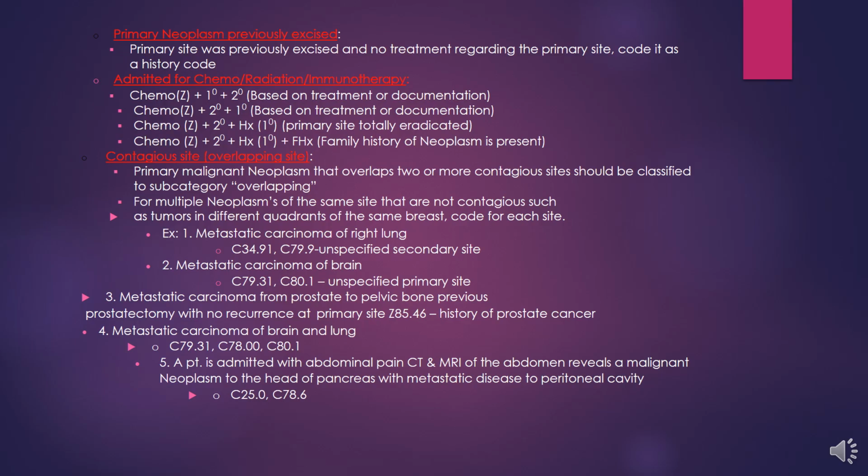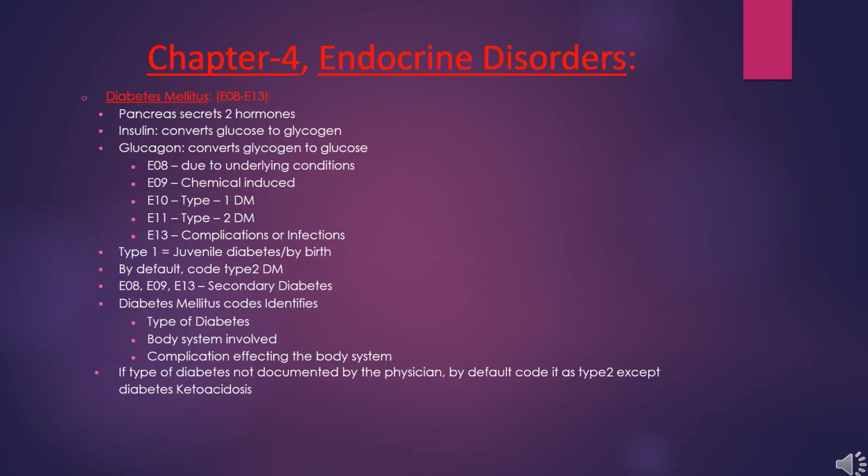Example 3: metastatic carcinoma from prostate to pelvic bone, previous prostatectomy with no recurrence at the primary site, Z85.46 history of prostate cancer. Example 4: metastatic carcinoma of brain and lung, C79.31, C78.0, C80.1. Example 5: a patient is admitted with abdominal pain. CT and MRI of the abdomen reveal a malignant neoplasm of the head of the pancreas with metastatic disease to the peritoneal cavity: C25.0, C78.6.